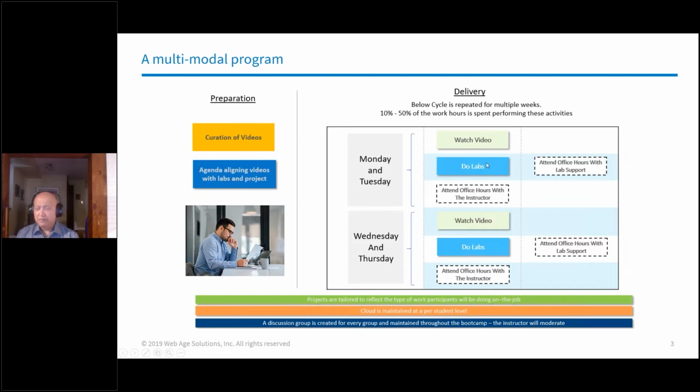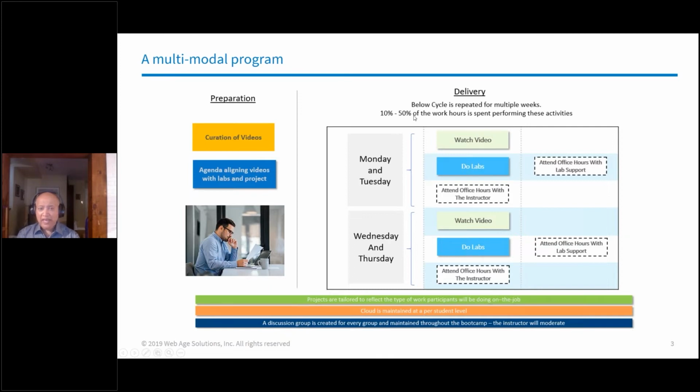So the delivery mode, a typical delivery would be Monday and Tuesday. The attendees are watching videos, they're doing labs, and then at the end of Tuesday, they attend office hours with the instructors. Possibly it's a 2-hour office hour session that they're attending. And then on Wednesday and Thursday, they follow the same rhythm: watch videos, do labs, attend office hours with the instructor.